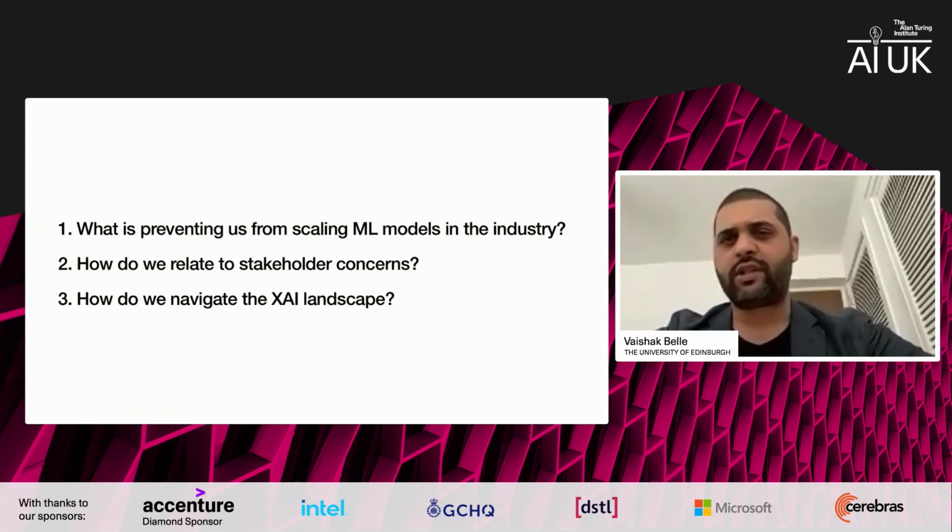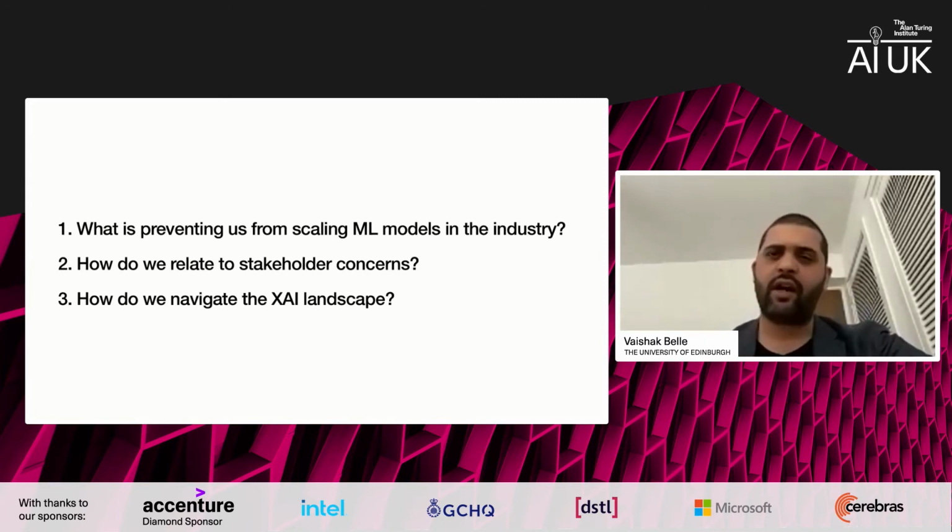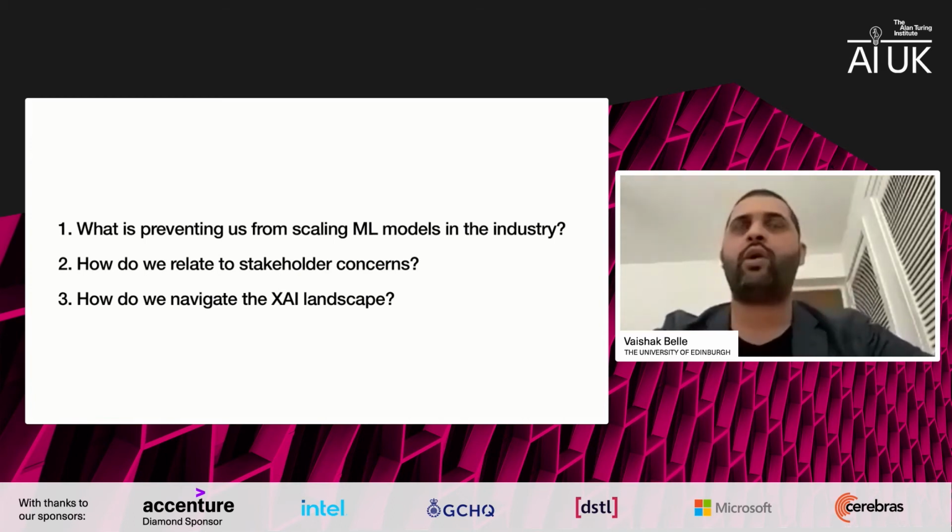So in some sense we started off with three very fundamental questions. What's preventing us from scaling machine learning models in the industry? How do we really connect to stakeholder concerns? And again, we have a whole range of stakeholders in the world of finance. Thirdly, which I think is an interesting technical insight, how do we really navigate the fairly complex space offered by all of these different techniques on explainability?